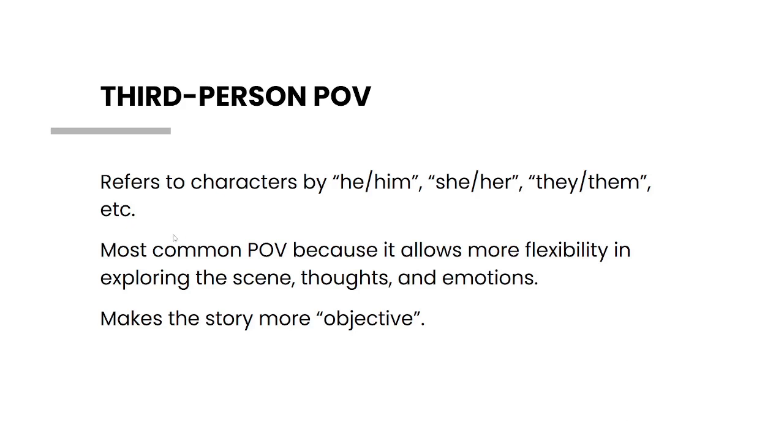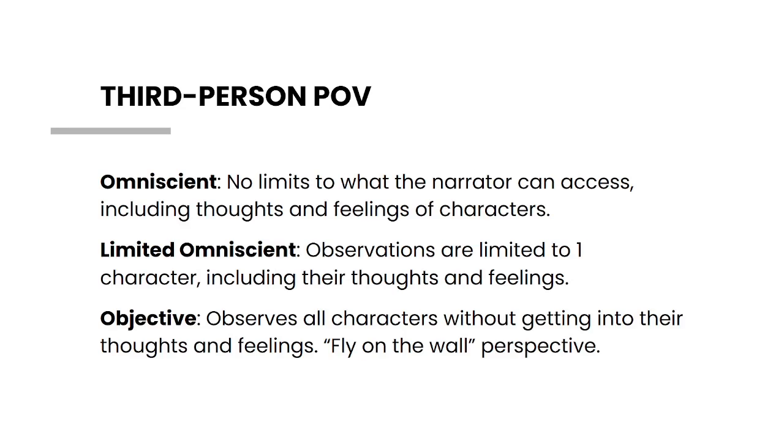So third person refers to characters by he, him, she, her, they, them. And it's the most common point of view because you have a lot of flexibility in exploring the scene. And it generally becomes more objective. So let me show you guys an example.